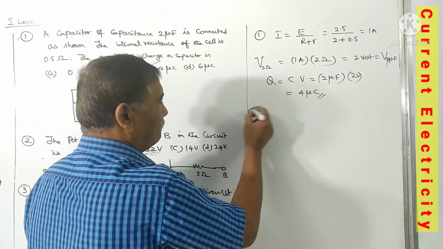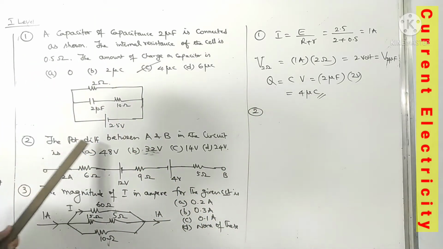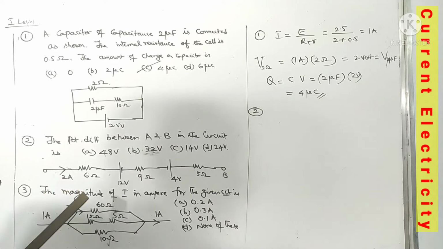The second one is: the potential difference between A and B in the circuit. Apply Kirchhoff's laws, the loop rule, with sign convention. There is a flow of 2 ampere current. We are moving in the direction of current. In the direction of current, whatever potential difference you get, you take it as positive. If you are moving through the cell from positive terminal to negative terminal, take that EMF as positive. If you are going through the cell from negative to positive terminal, take that EMF as negative.